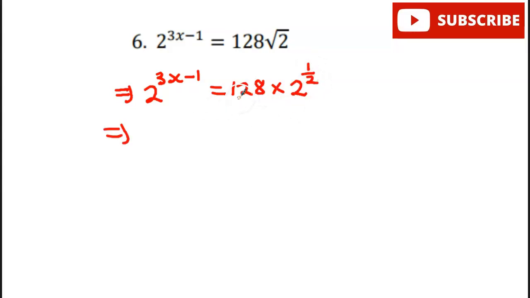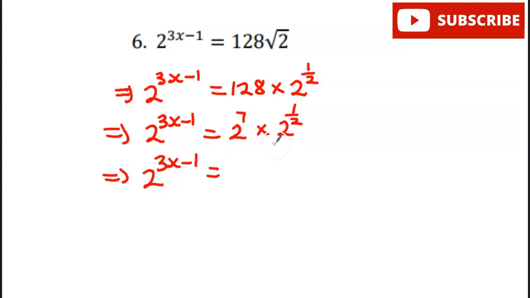We are not there yet. We have 128 times 2 raised to the power 1 on 2. So let's simplify further. So 128, how do we write it in indices? 128 can be written as 2 raised to the power 7, then 2 raised to the power half. On the right hand side, the bases are the same and they are multiplied, which means that we will add the exponents. So we have 2 to the power 7 plus half. So the bases are the same.